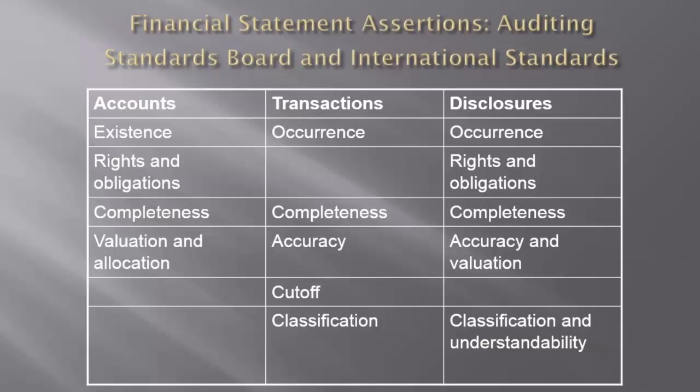Okay? Now, conversely, we're looking at completeness. Well, what is completeness? What we would do is randomly pick fixed assets that we see in the organization and trace those back to the ledger. And what we're doing there is confirming that the asset listing that management has is actually complete.